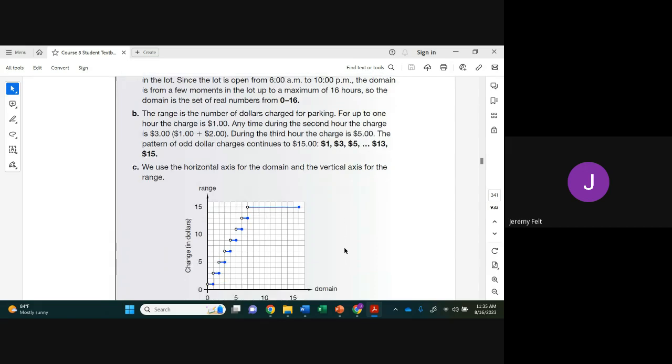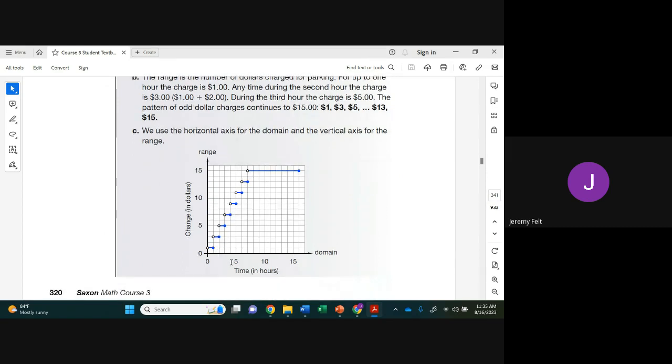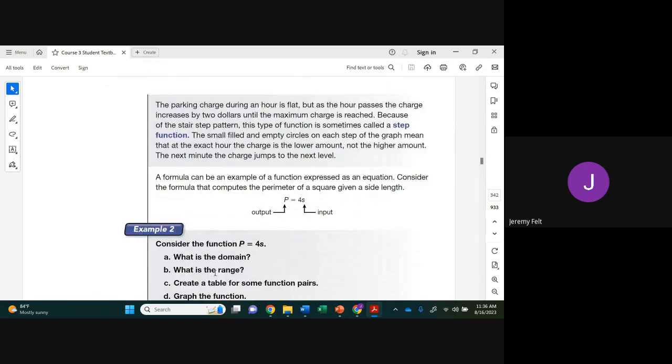Okay, and then we could plot this on the graph right here. Okay, our x values, or our domain, our range, which is our y value. So time is the independent variable because we get charged after we know our time. How long we park there determines how much we pay. So that's why time is on the x-axis and charge, or the dollars, is on the y-axis.